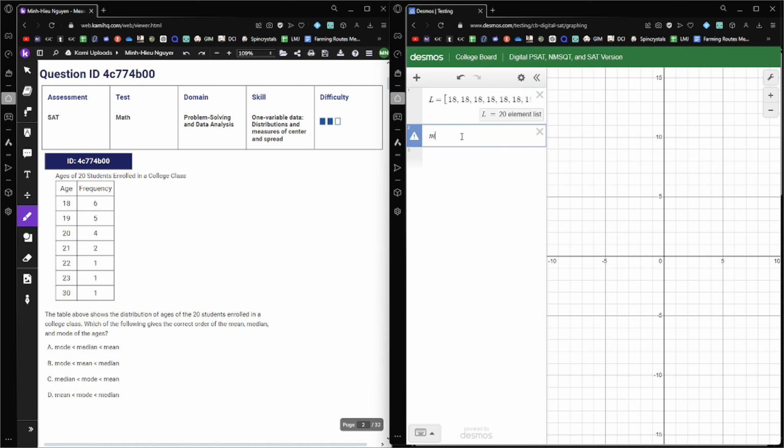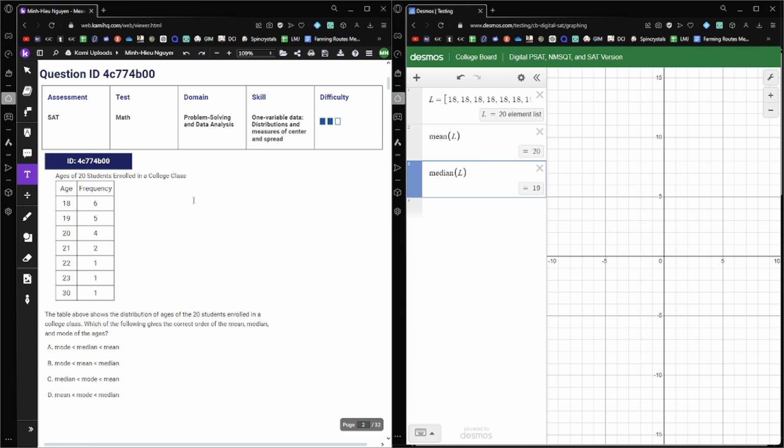Now let's find our mean by typing in mean L, and we get that the mean is 20. Let's find our median, median L, and we get that our median is 19. So the mean is equal to 20, and the median is equal to 19. Now we can't find the mode in Desmos, but the mode is just the number with the highest frequency. And here, 6 is our highest frequency, and the number is 18. So our mode is 18. Now let's look at our answer choices and see what matches. The mode is less than the median, that's right, which is less than the mean, and that's also right. So our answer is A.